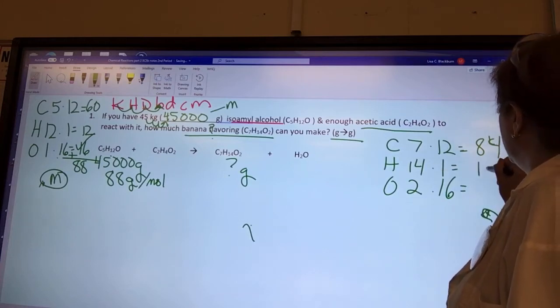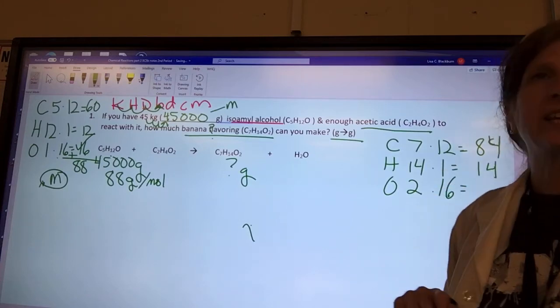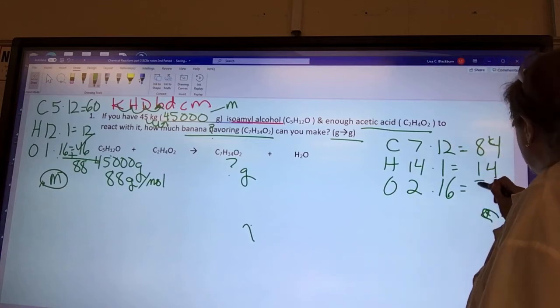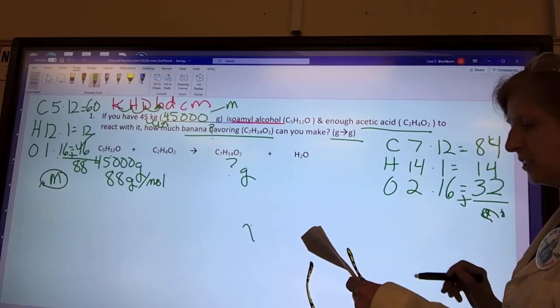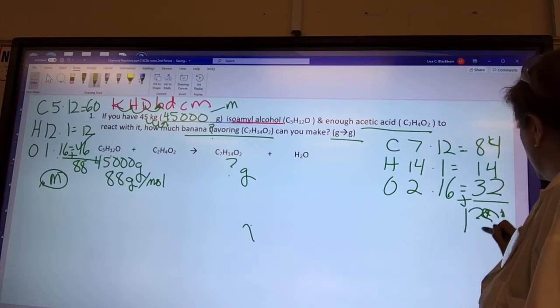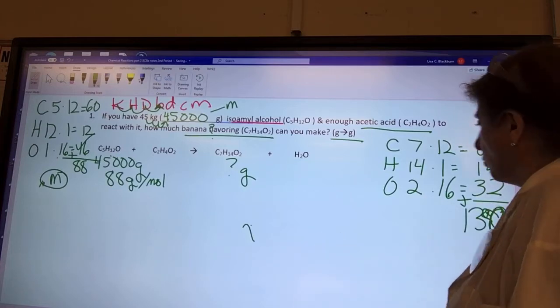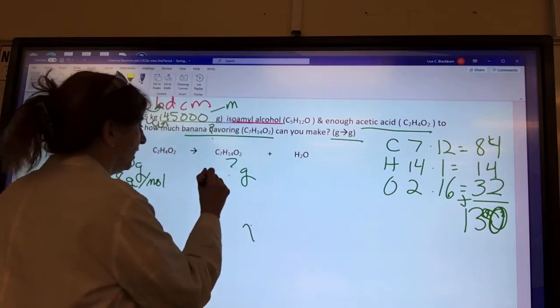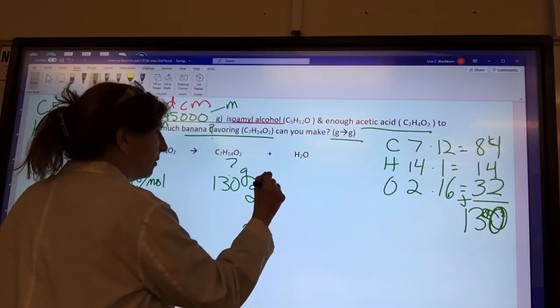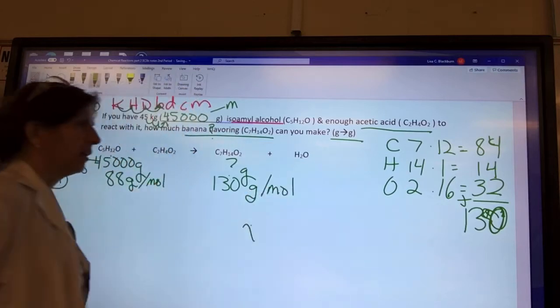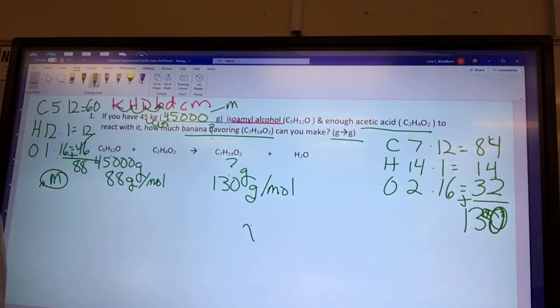14 times 1 is 14, and 2 times 16 is 32. Now I add them up, and this one is 130. And I write it under here. 130 grams per mole. Does everybody understand how I did that?